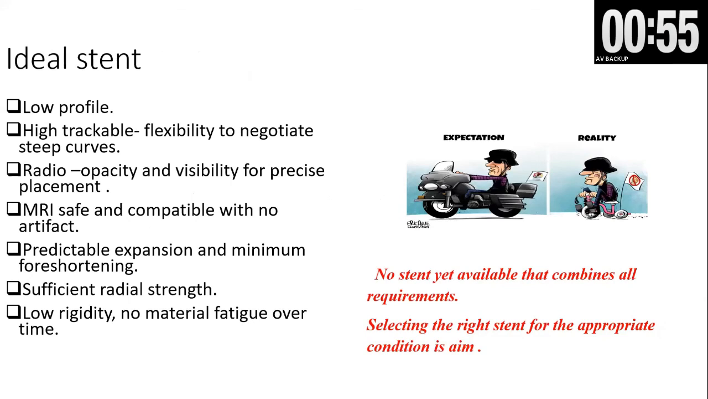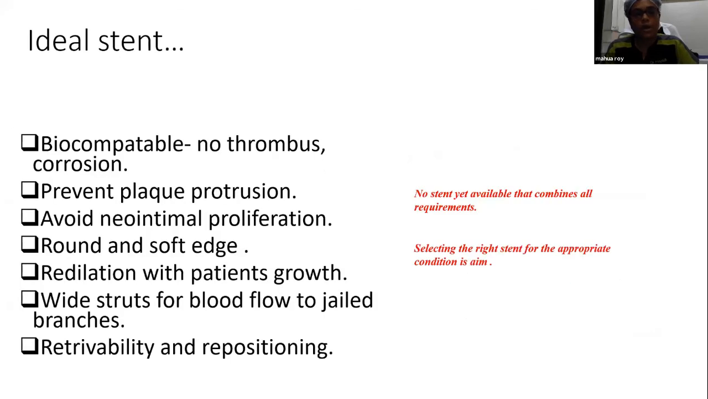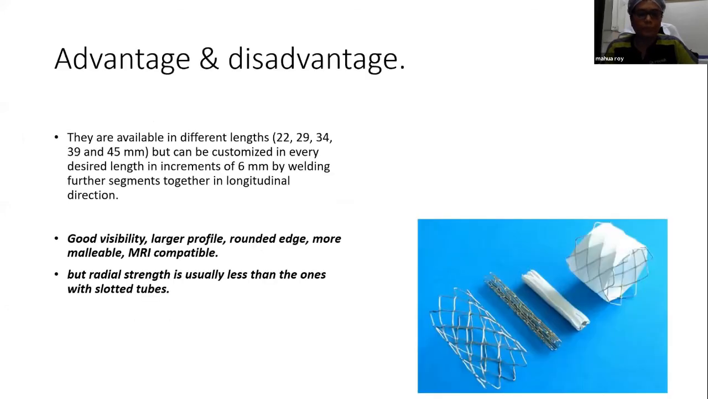So what is the ideal stent? It must be low profile, with high trackability, radio-visible, MRI safe, and compatible. It must have predictable expansion with sufficient radial strength. We should understand that there is no stent which has each and every ideal property. So we need to modify our choice according to the availability.